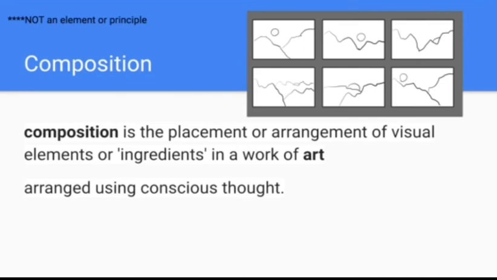This is not an element or a principle. Composition is the placement or arrangement of visual elements or ingredients in a work of art arranged using conscious thought. So I love this example right here. These are all kind of using the same lines and shapes in it, but it's just deciding on how to arrange them. And that's exactly what composition is. It's how you decide to lay out your artwork. So if I use the word composition, that is how you chose to lay out your artwork.